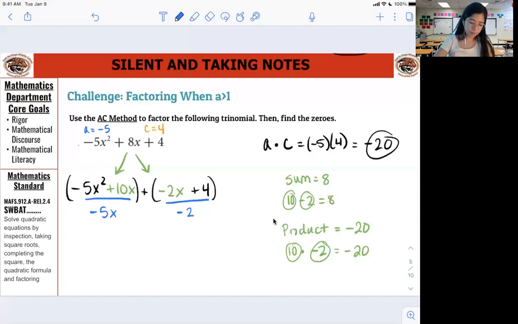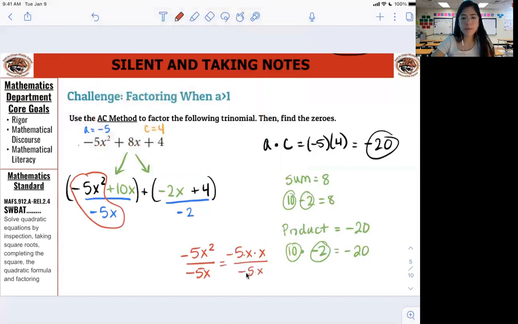So I'm going to show this off to the side so we can all see it. -5x squared divided by -5x. Well, that's the same thing as -5 times x divided by -5 times x. So what cancels out? Good. The -5 cancels out, and what else cancels out?